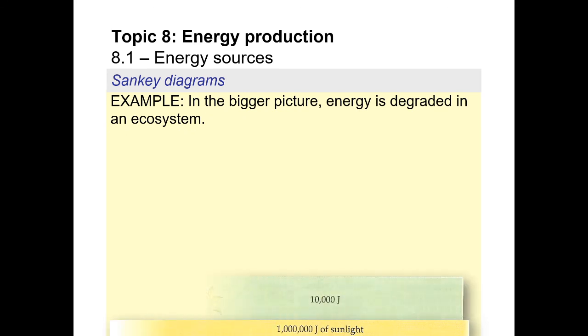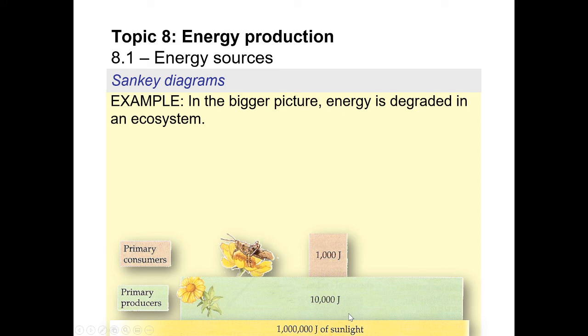Now let's look at the big picture. Let's say you have 1 million joules of sunlight coming in. For every 1 million joules of sunlight, this is what is effectively happening. 10,000 of those joules actually goes to the primary producers, for example, your plants. From that 10,000 joules that the plants are receiving, when the insect eats the plant, only 1,000 joules goes to the insect.